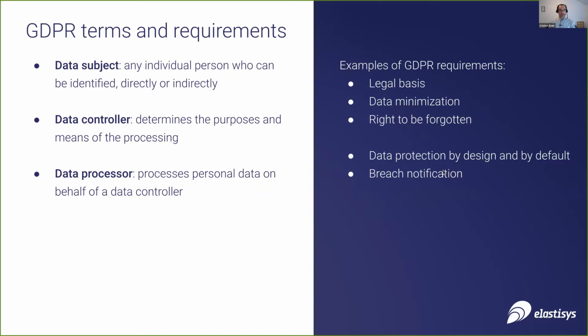Another example of what GDPR requires is data minimization. You're supposed to collect only the minimum amount of personal data you need for the specific purpose. So if the user, for example, gave you consent to collect their name, then it's not okay for you to also ask for their shoe size or process other information that they didn't give explicit consent for.